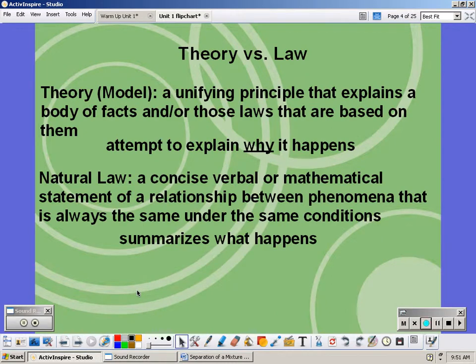A theory is a unified principle that explains a body of facts and or those laws that are based on them. So it attempts to explain why something happens. A natural law is a concise verbal or mathematical statement of a relationship between the phenomenon that we're observing, and it's always the same under the same conditions. So a theory can change depending on if we learn new facts. A law, however, always stays the same. So a law summarizes what's happening.